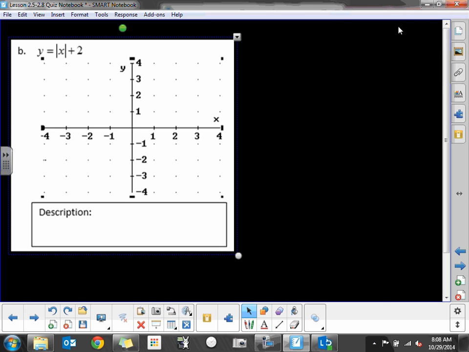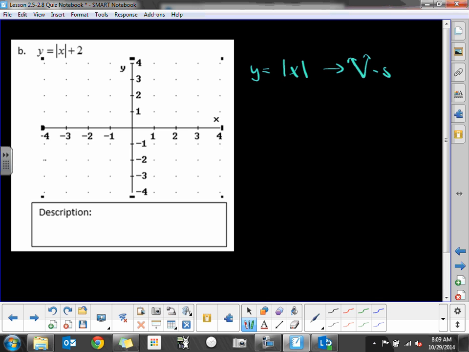Okay, in 4b, it's another transformation that we're going to graph. And my parent function I'm dealing with is y equals the absolute value of x. If it's the absolute value of x, then it must be V-shaped. So we're going to graph a V-shaped graph, and then we're going to have a transformation on that graph.